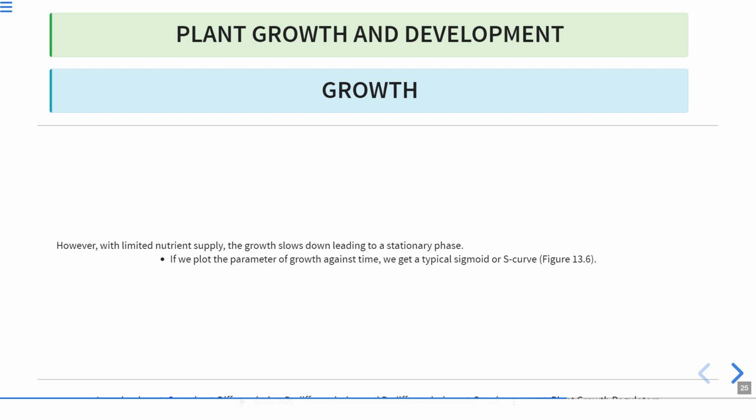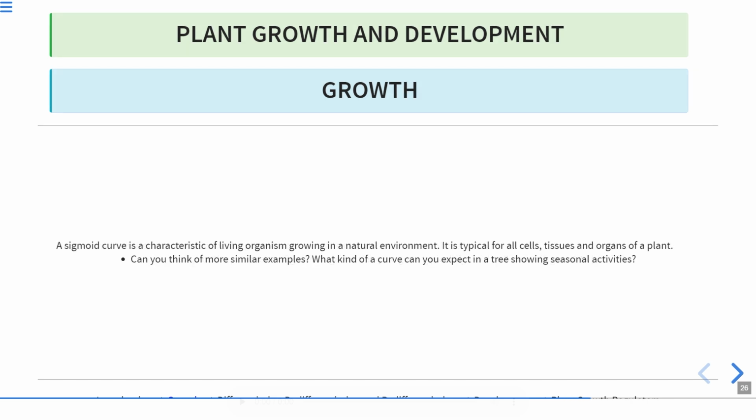Okay, there is a sigmoid or the S curve. It happens when we plot the parameters of growth against time. You know that there are certain parameters of growth, and without those parameters, there will be no growth. So when you plot the parameters of growth against time, you will get the sigmoid type of curve. A sigmoid curve is a characteristic of the living organism.